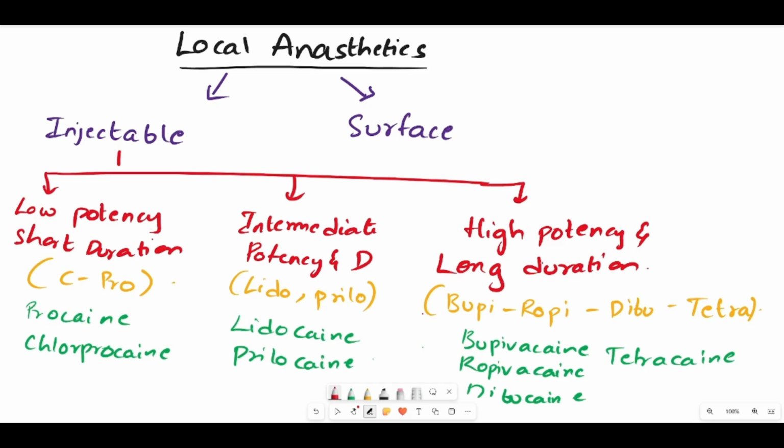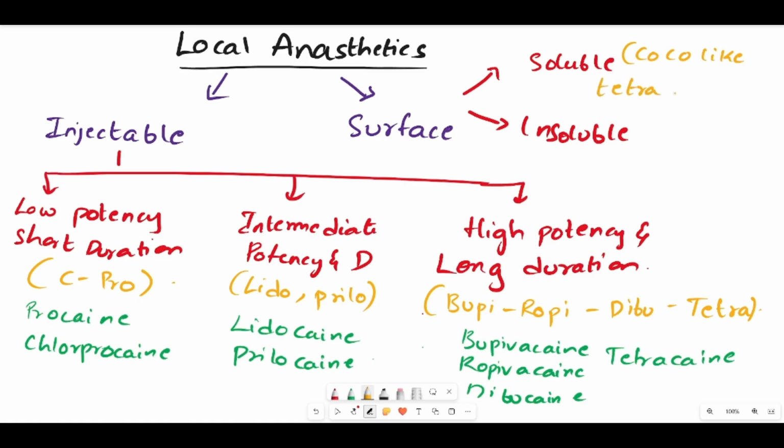Coming back to the surface anesthetics, these are again divided into two. One is soluble and the other one is insoluble. In the soluble class, remember one trick, which is cocoa like tetra prop. And in insoluble, remember Ben but ox.